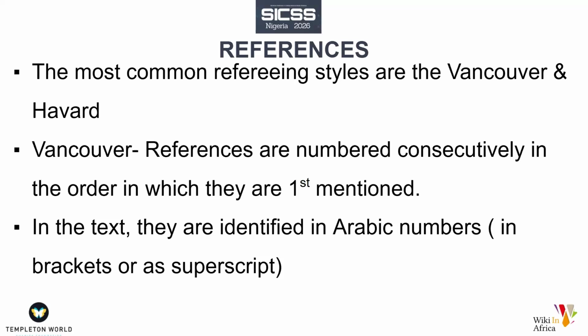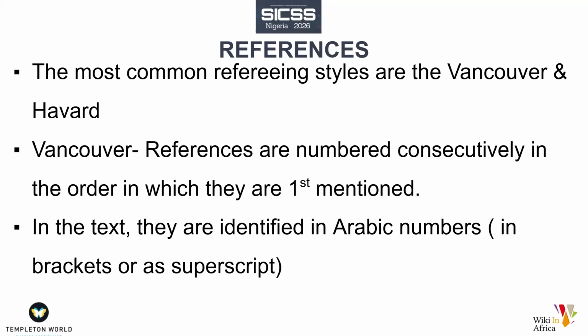Now, references. Of course, you must always have your references because you obtain your information from sources, literature. The two most common referencing styles are the Vancouver and Harvard. There are others, but these are the two most common. In the Vancouver style, the references are numbered consecutively in the order in which they are mentioned. What does that mean? I wish I could show you here. You reference the first statement with the number 1, as a superscript.